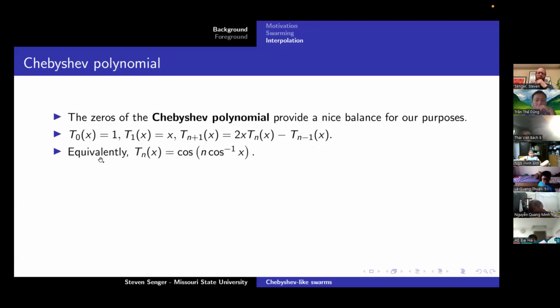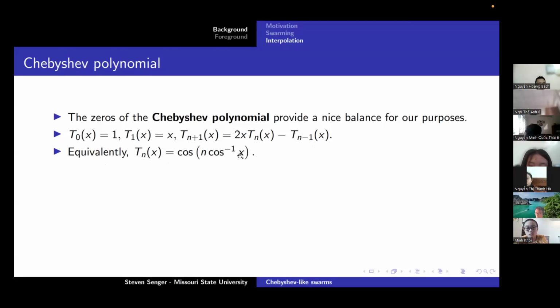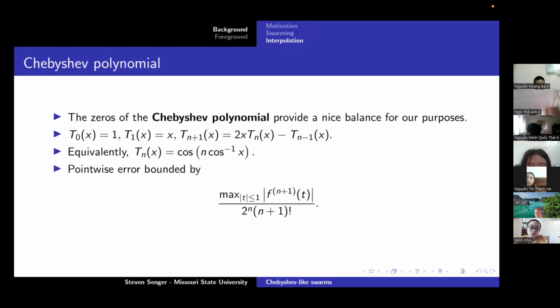Now, equivalently, we can define T_n of x as cosine of n times cosine inverse of x. Now, if you know what this means, that's great. If you don't, that's fine. We don't actually need to know what this means. I'm just giving you a little bit of background in this.